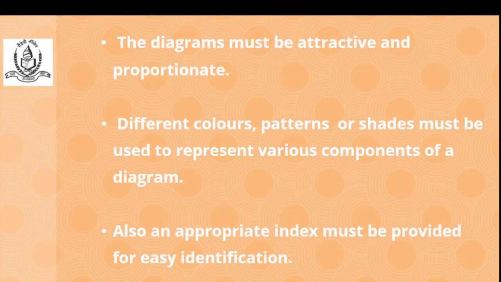Also, the diagram must be attractive and proportionate. That means the diagram should not be very big, should not be very small. Also, we can use different colors, patterns, or shades to represent different components of a diagram. So it becomes very easy for the reader to differentiate between different components in a single diagram. Also, if we are representing different components, then an appropriate index must be provided for easy identification of the different components.